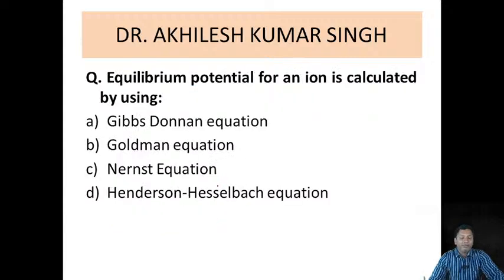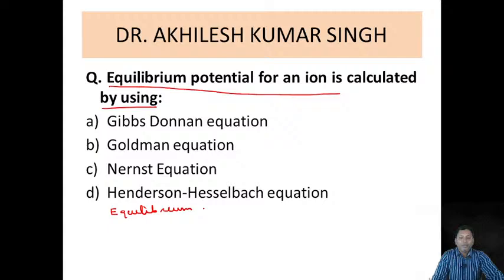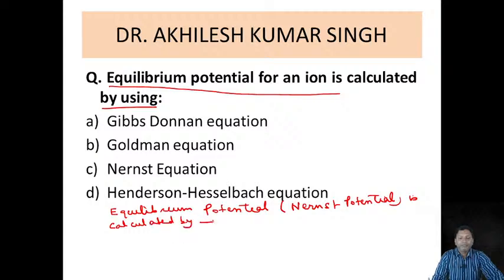Let us look at the next question here. This question is also very frequently asked in the MCI exam. The equilibrium potential for an ion is calculated by using. Remember the two things here. One thing is the equilibrium potential. This equilibrium potential is also called the Nernst potential. So equilibrium potential is calculated by the Nernst equation.